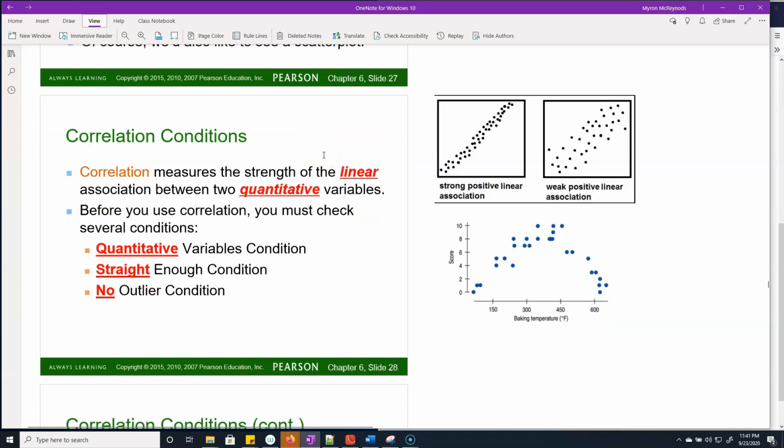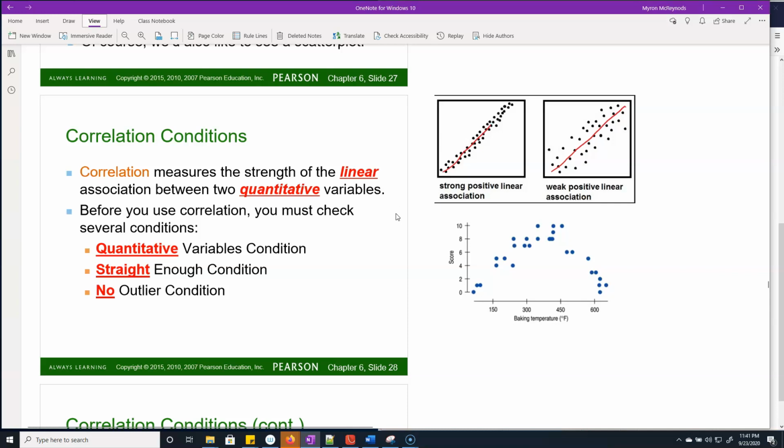Correlation conditions. In order to ever do a correlation, since it's measuring the strength of a linear association between two quantitative variables, you have to have both variables be quantitative, which means they're measurable numbers. And they have to have the straight enough condition. Let me show you what that means. It means that your plot has sort of a linear connection to it, like you could draw a line through the middle like that.